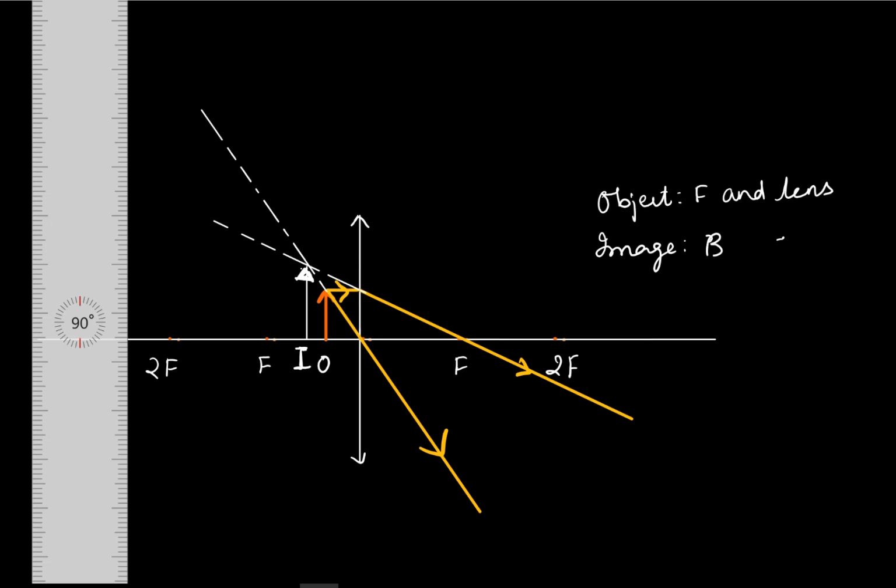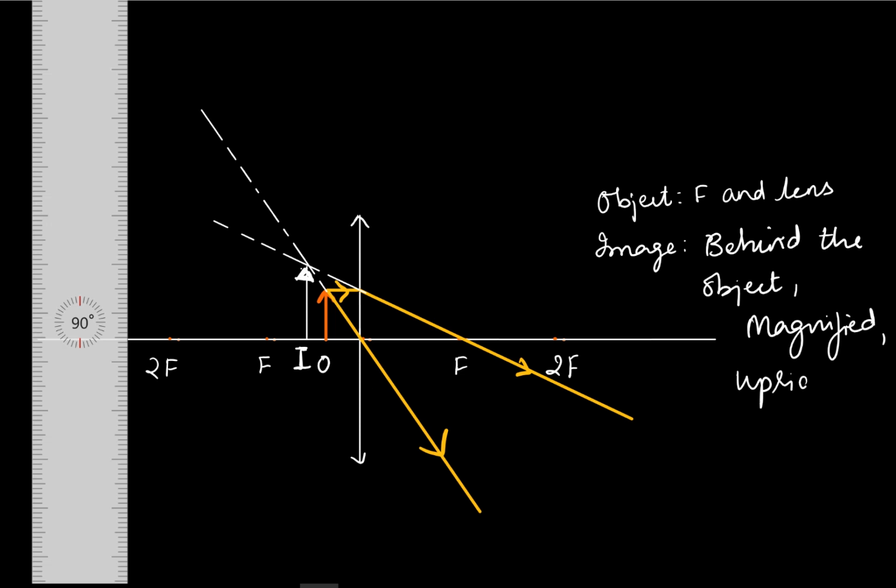So it is behind the object. What else? Obviously it is magnified. Next, it is upright. Ideally it is on the same side of the lens. It is behind the object and on the same side of the lens. So this is about the construction part.